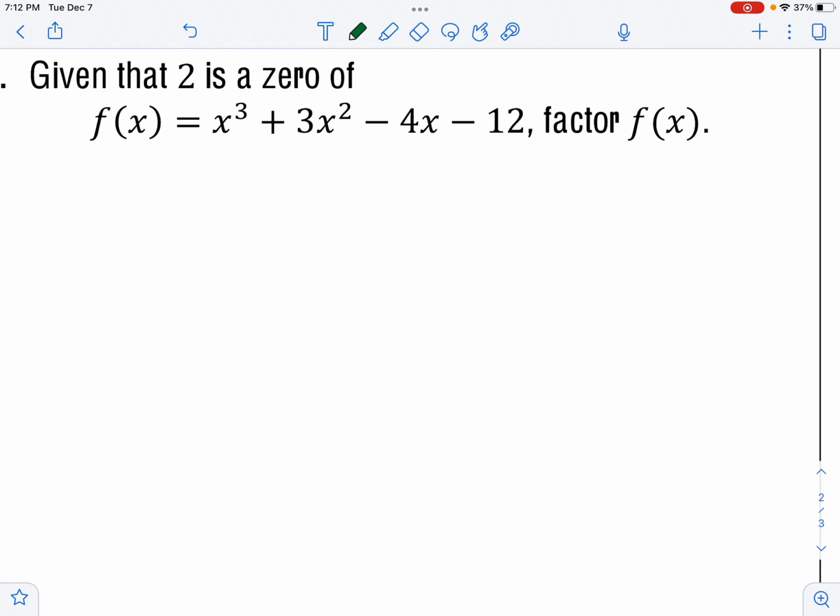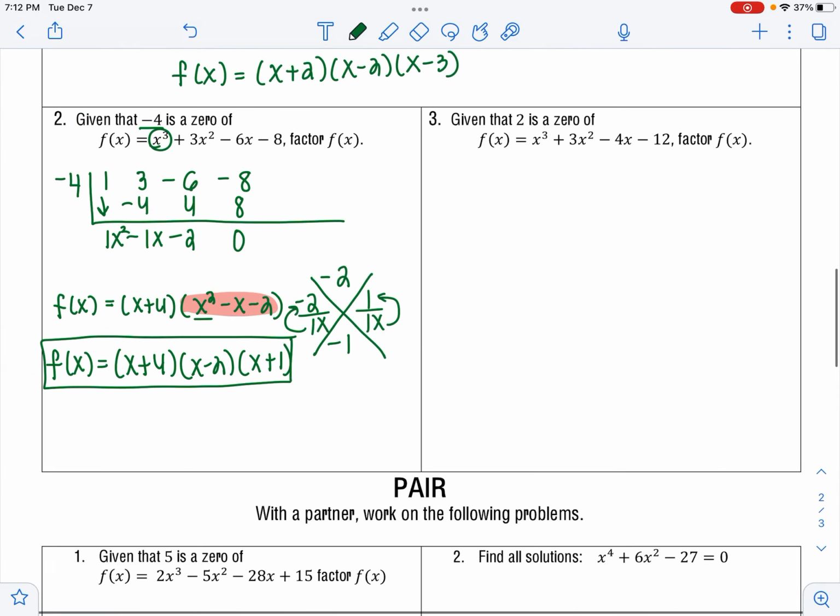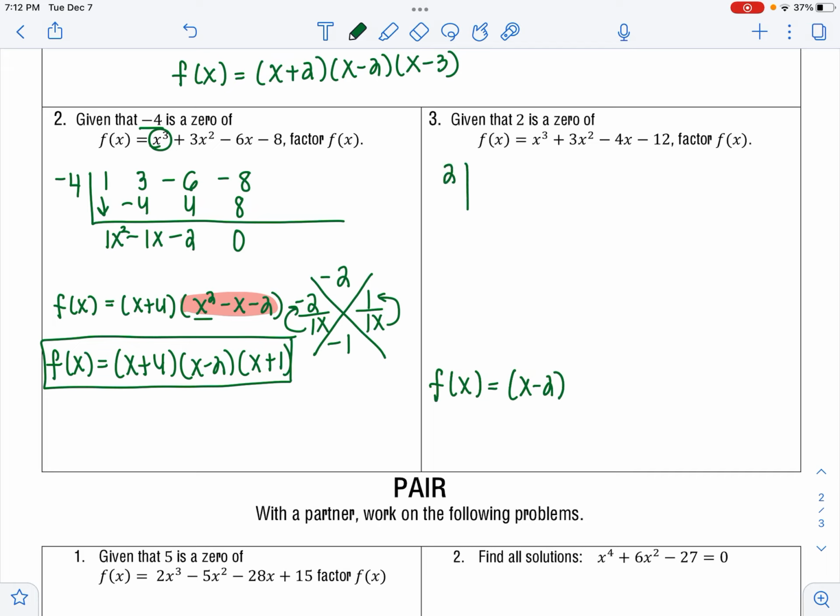All right, one more. Given that 2 is a 0, if 2 is a 0, I'm going to write f of x equals x minus 2 is a factor. I'm going to use synthetic division with the 0 of 2. And then I'm going to write my coefficients. 1 on the cube, 3 on the square, negative 4 on the linear, negative 12 is my constant.